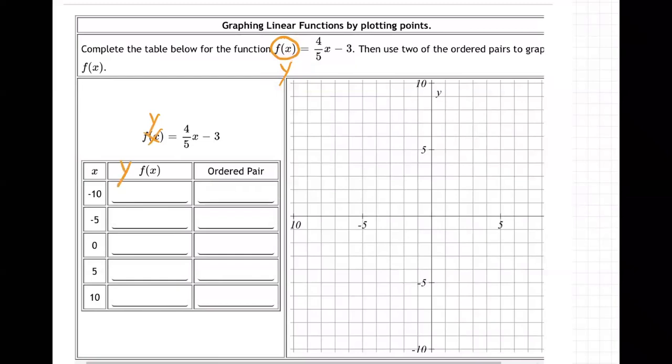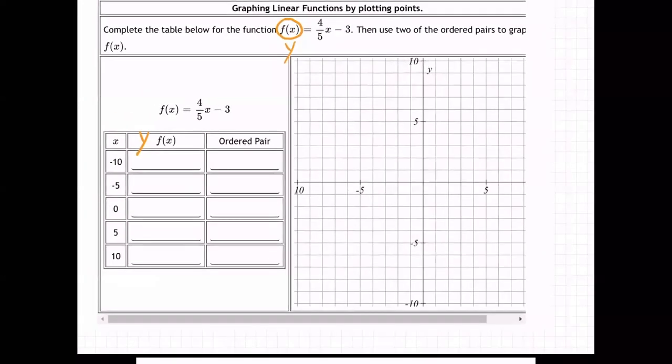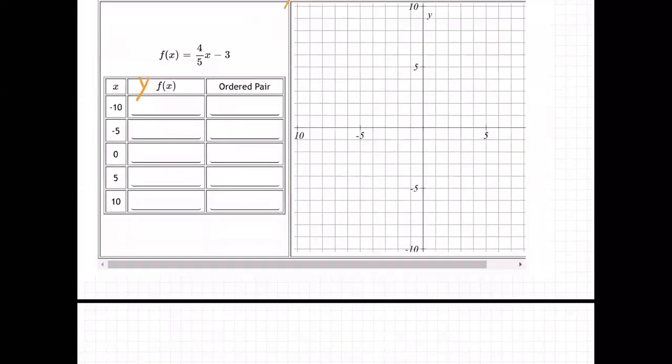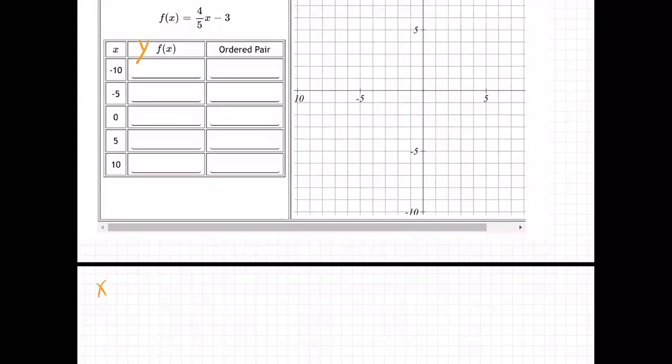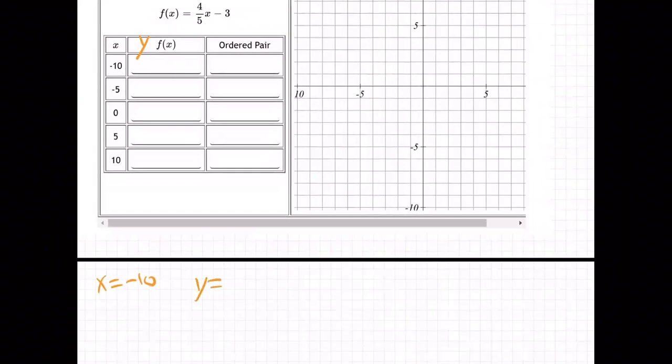And then they just want you to plug in the various x values. So I'm going to start by plugging in -10. I'm going to plug it in down here. So this first one, I'm going to take x equals -10. I'm going to plug it in to this equation, y equals 4/5 x minus 3. I'll take that -10 and plug it in right there. That's what we always do with these equations. We plug in the x value.